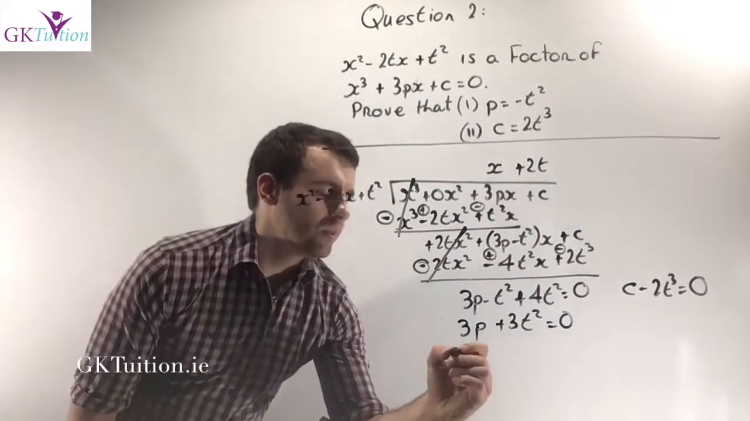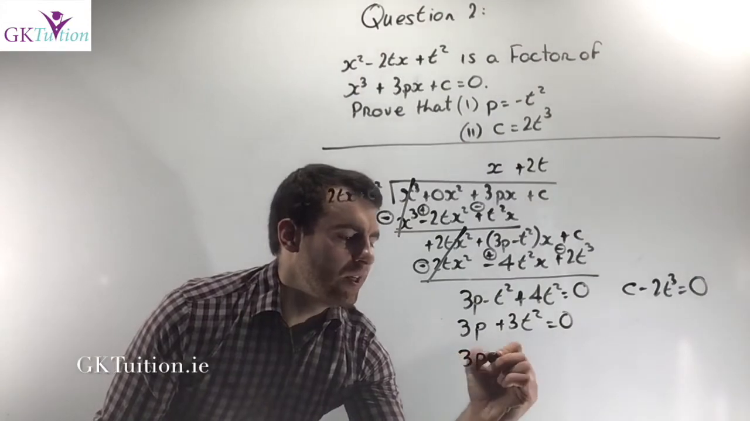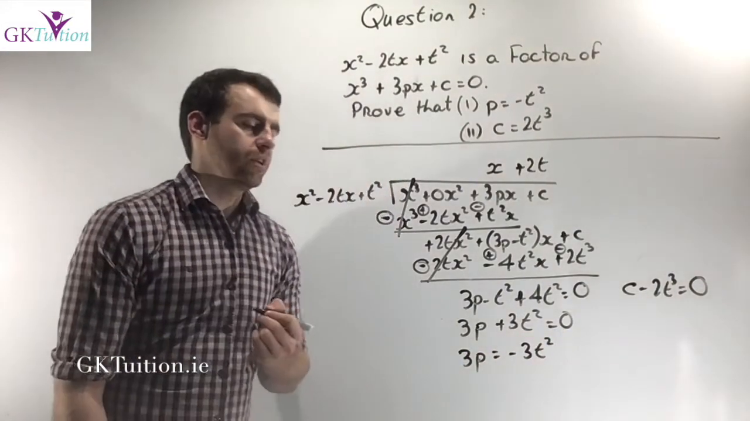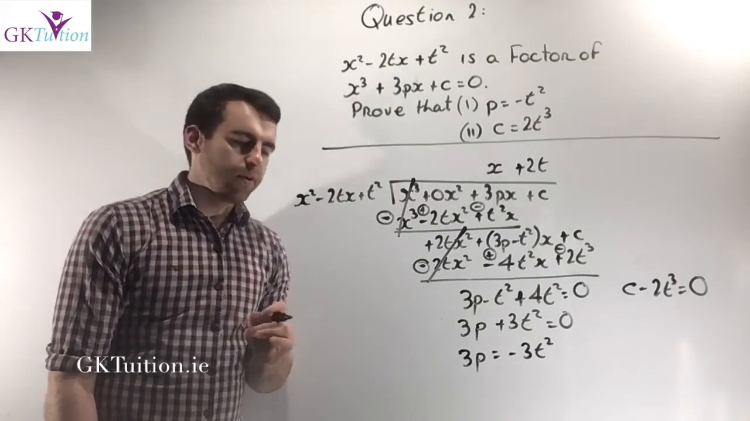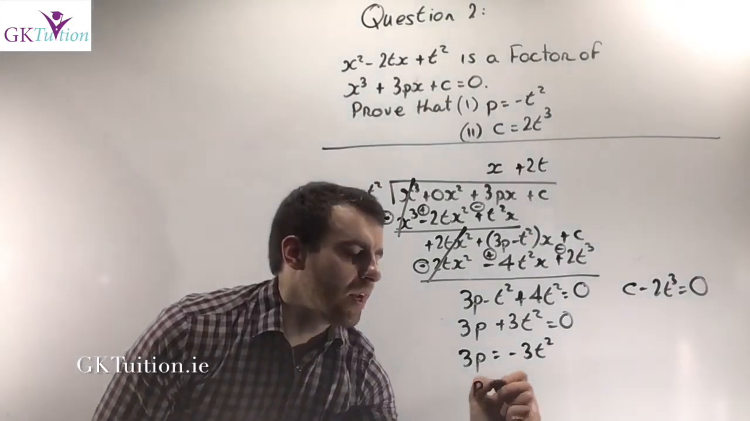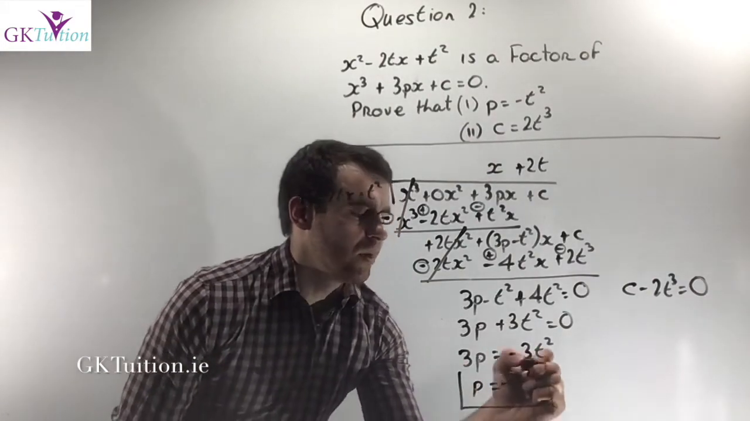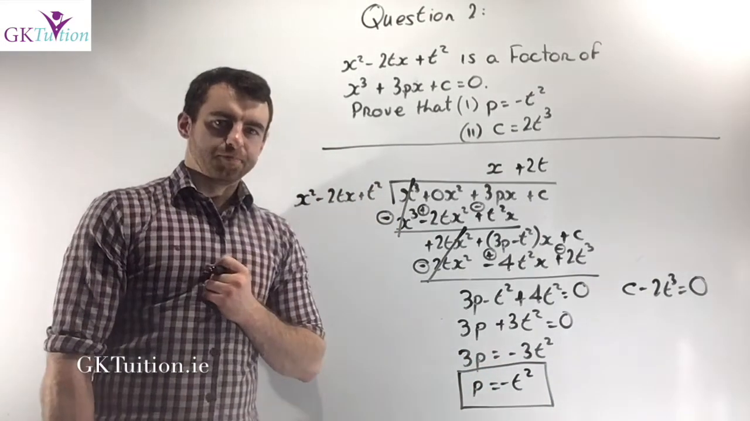So what I could do is subtract 3t squared from both sides, and I get 3p is equal to minus 3t squared. I can now divide both sides by 3, and I get what I was asked to prove in part 1, that p is equal to minus t squared. And that's my first answer.